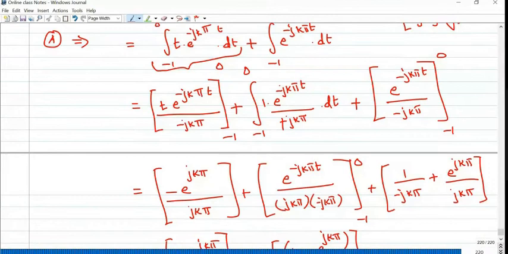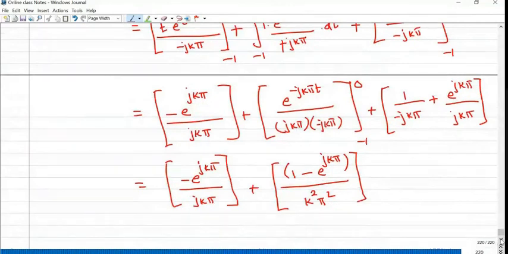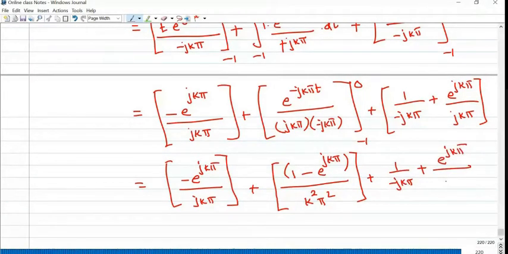Correct? T value 0, 1 divided by minus jk pi. Minus of this minus will get plus. Now t replaced by minus 1. So minus into minus plus jk pi. So this is the answer for the first term. Plus 1 divided by minus jk pi plus e power jk pi divided by jk pi.